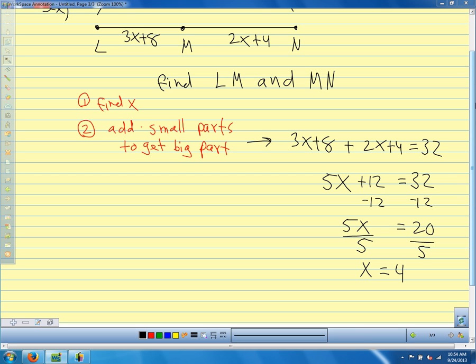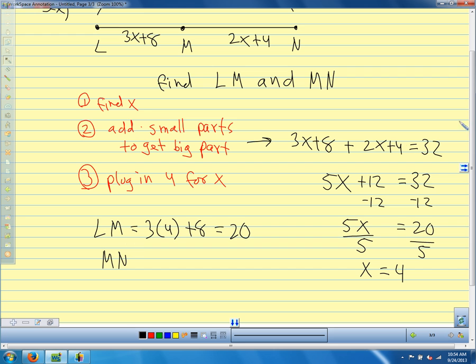No. The problem doesn't say find x. The problem says find LM and MN. So what do I have to do? Plug in 4 for x, to find what the problem actually asks us for. So LM, the length of segment LM, equals 3 times 4 plus 8, which is 3 times 4 is 12 plus 8 is 20.